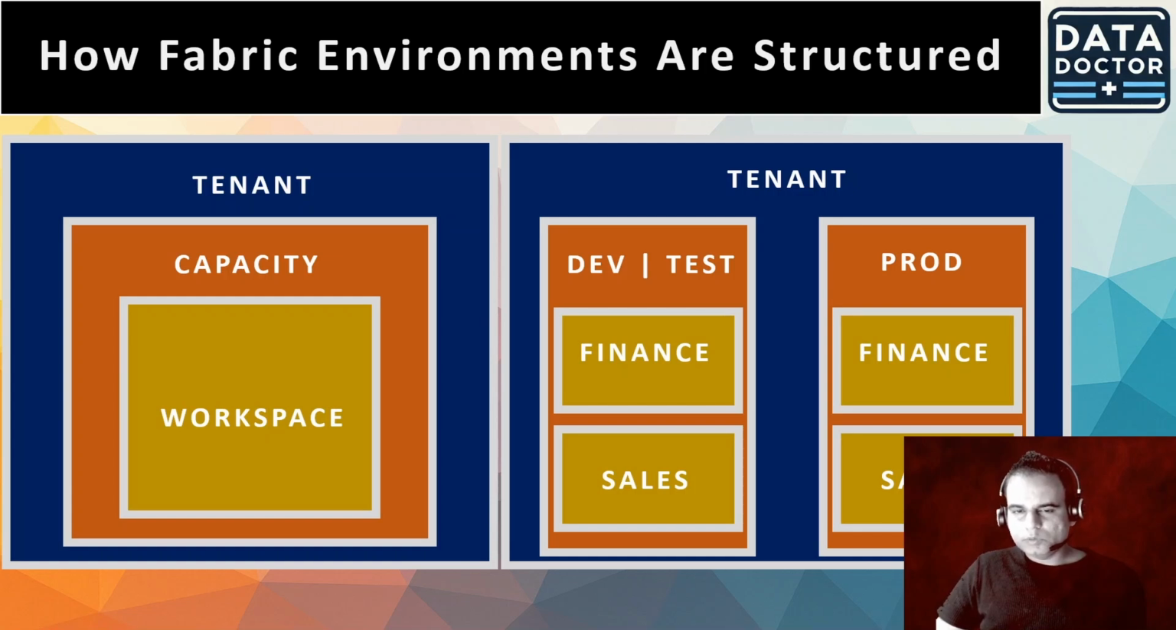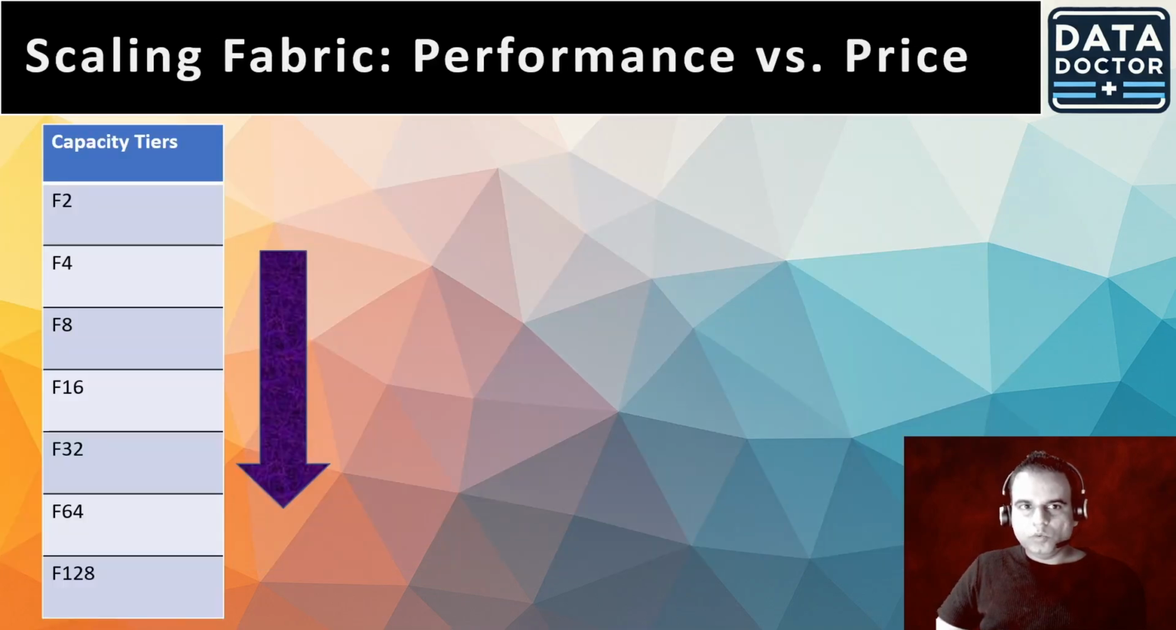Now we have this idea about how Fabric items are structured and organized. With that knowledge, we move on to how we can scale Fabric. Scaling Fabric means changing the processing power. We have various possibilities. We start with the F2. This is the lowest capacity, lowest computational power, and we can increase further. And this doesn't end here, F128. It goes up till F2048.